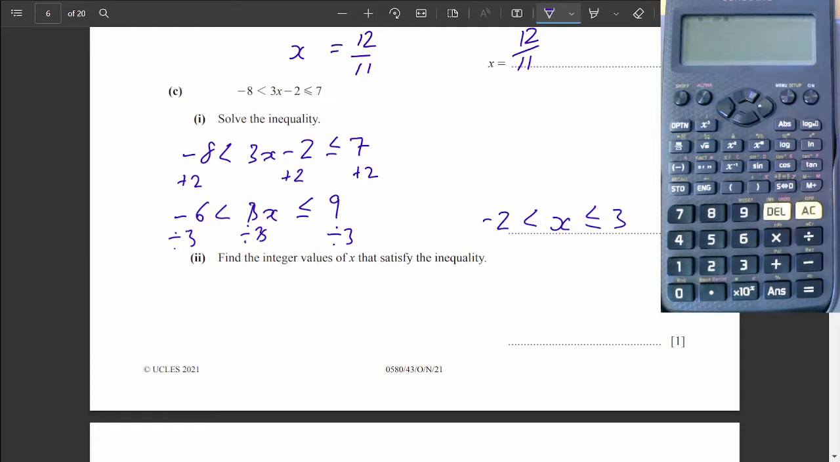Part 2 then, find the integer values of x that satisfy the inequality. So first of all, x cannot be minus 2 because there's no line underneath the sign. Okay, so x is bigger than minus 2. My integers means whole numbers. So that's minus 1, 0, 1, 2. And then of course, because we have that line, it includes the 3.